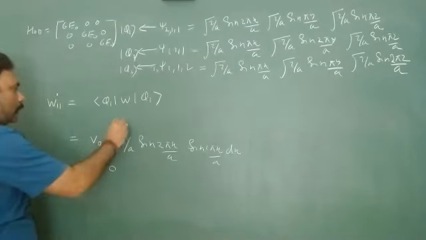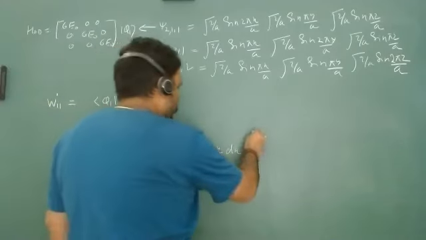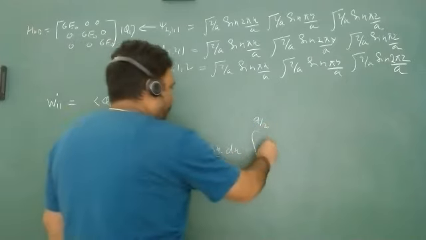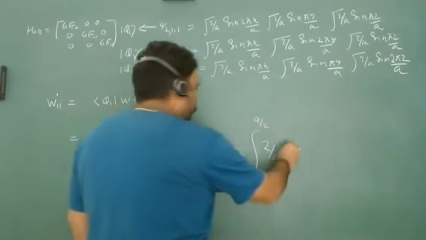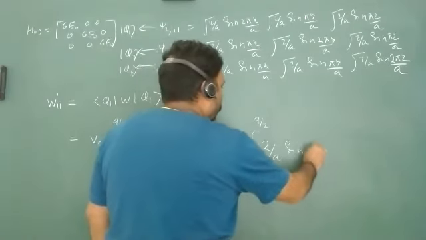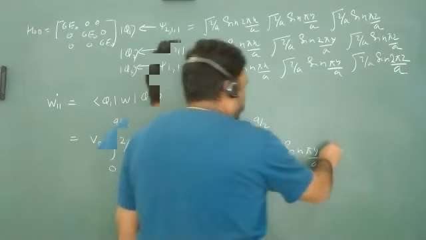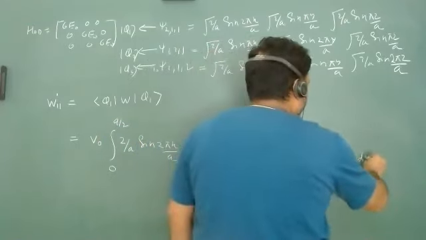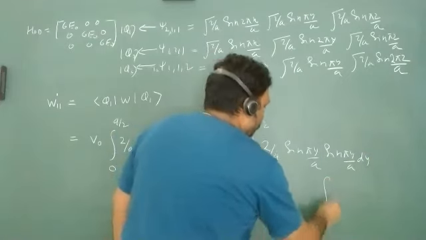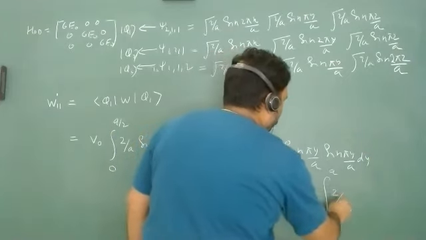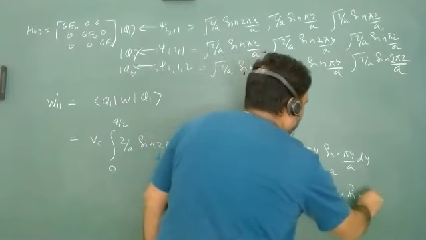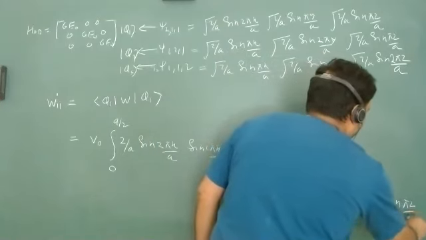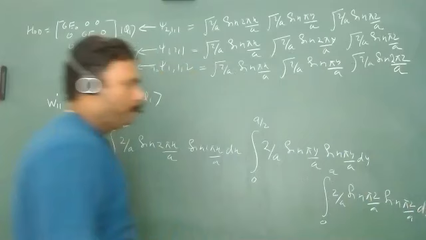This will be from 0 to a by 2. Next is 0 to a by 2: 2 by a sine pi y upon a sine pi y upon a dy. And you have last here, from 0 to a, 2 by a sine pi z upon a sine pi z upon a dz.